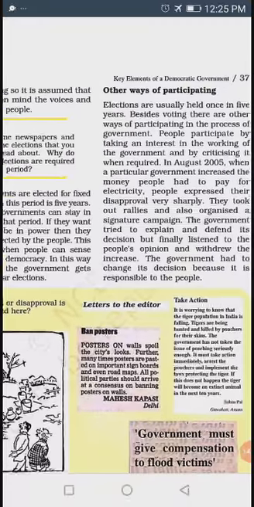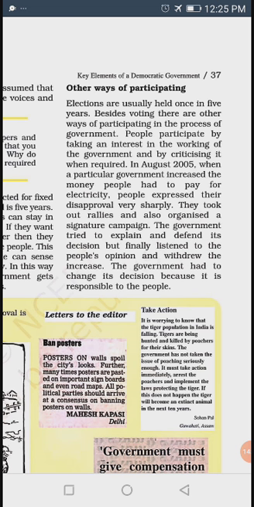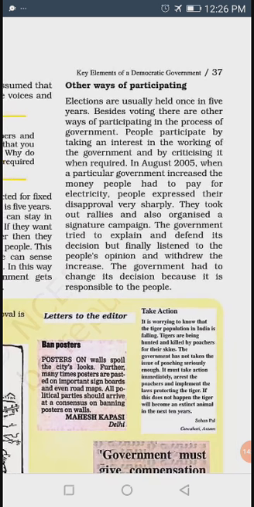Then other ways of participating. People also participate through elections, as I told you, then campaigns, rallies, then upvas, dharnas, strikes. These are the different ways of participating in the government. It means that if the people are not ready to accept a decision taken by the government, they can do signature campaigns, rallies, upvas, dharnas. So these are the different ways that people can participate in the work of government, as well as influence the work of government.